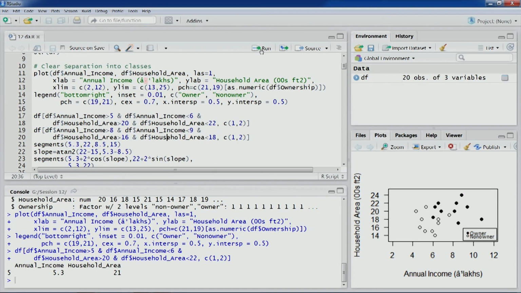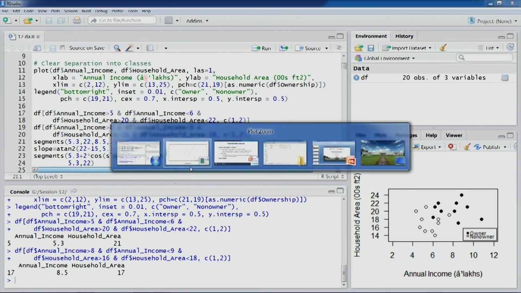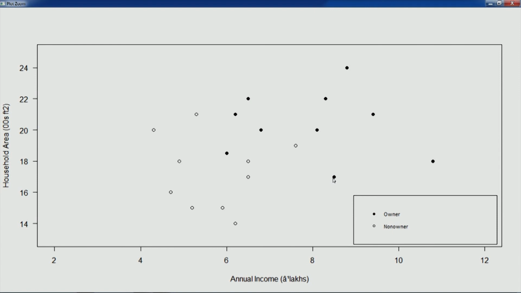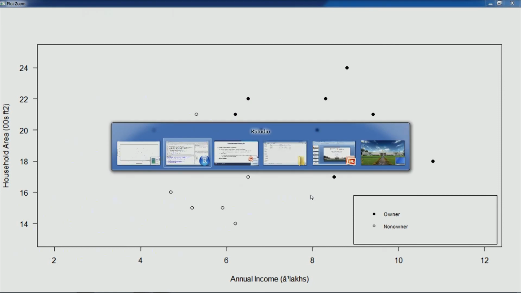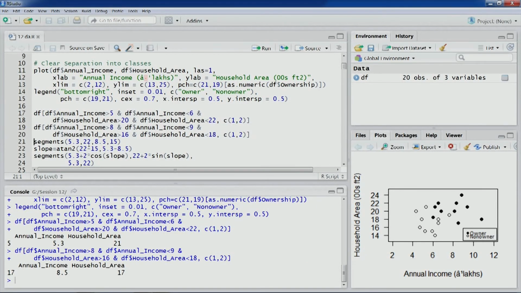So let's find out this particular point. You can see 8.5 and 17. So this seems to be the point, about 8.5 and 17. Now we can manually assign some coordinates to draw our line. You can see here we are plotting a line from 5.3 to 22. So the point was 5.3, 21.